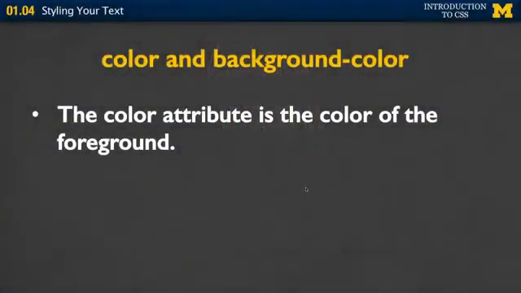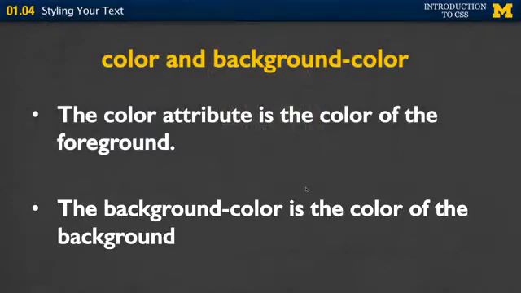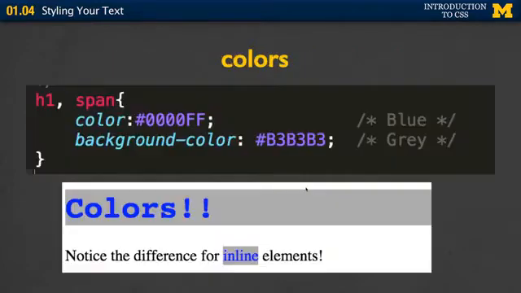Next, let's talk about color and background color. The color attribute is the color of the foreground, which is the fancy word for just the text itself. Right? The background color is the color of the background behind the font that we're looking at. And depending on what kind of text you're styling, it can look very different.